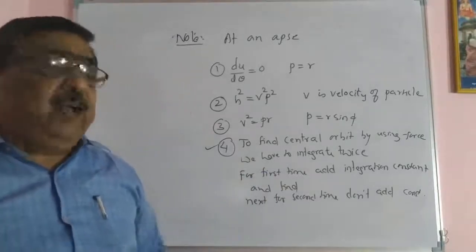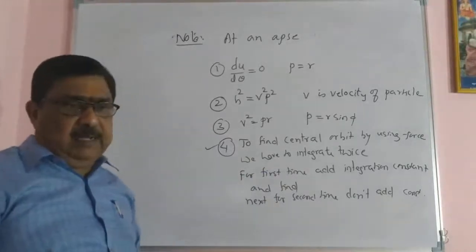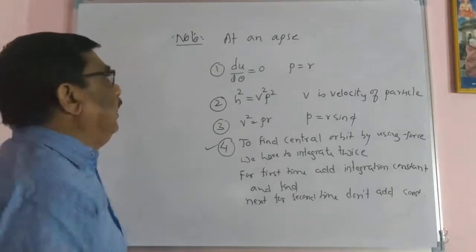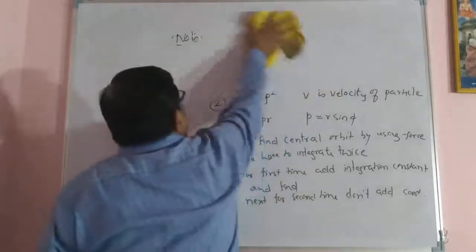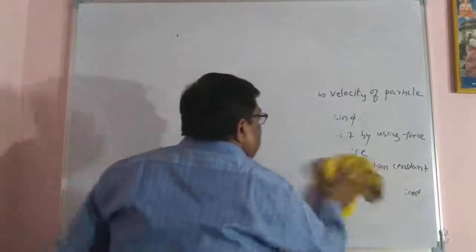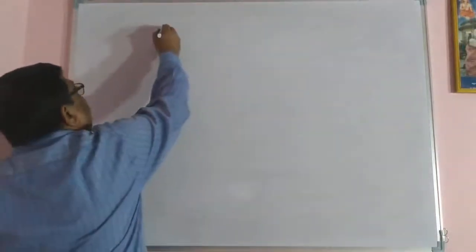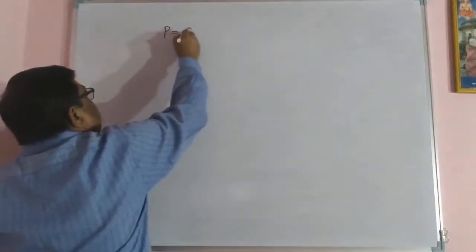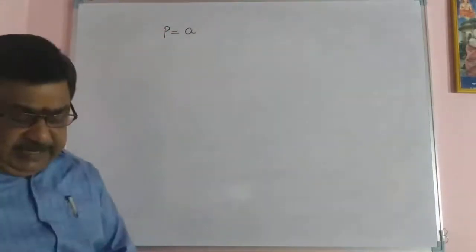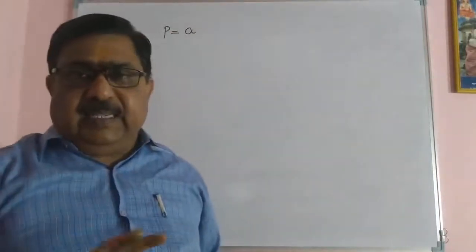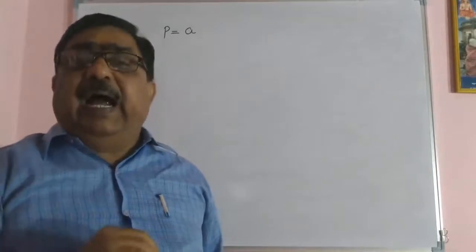Okay, today I would like to solve two examples. These are peculiar examples, as I have mentioned earlier, and so far they have not been asked in the examination. Anyhow, let me solve these examples. The first example is: a particle is projected from an apse at a distance a. What is given? A particle is projected from an apse at a distance a. Apse distance is nothing but the perpendicular distance, and it is the radius vector.